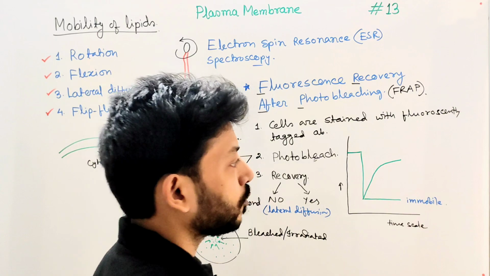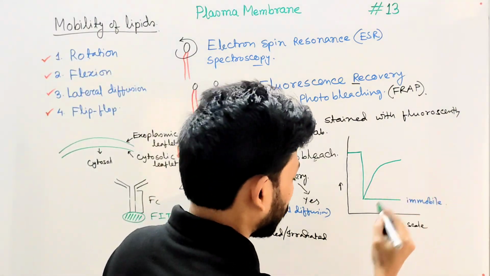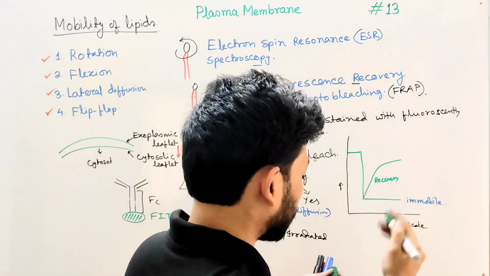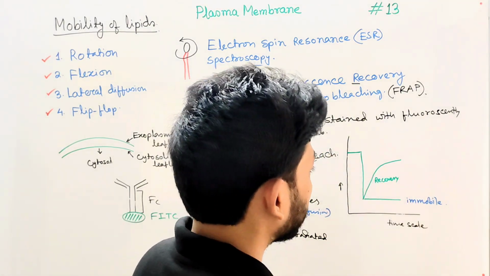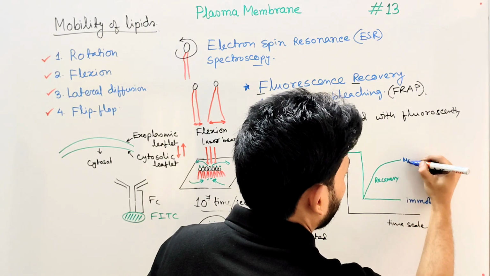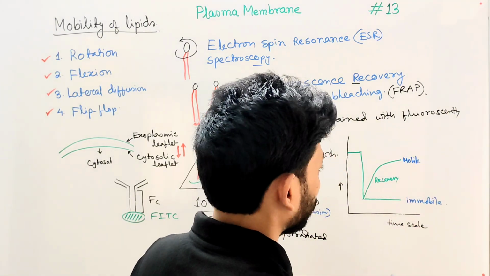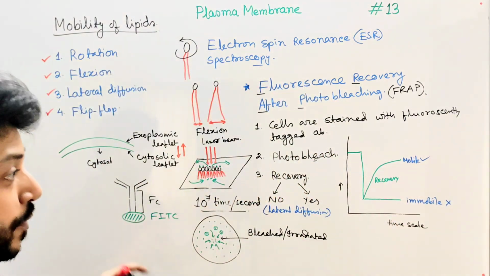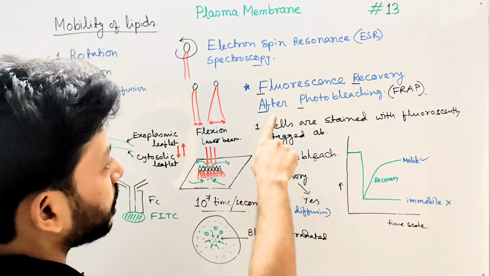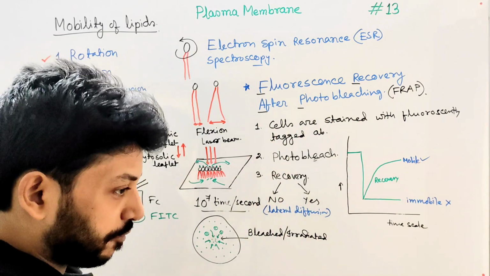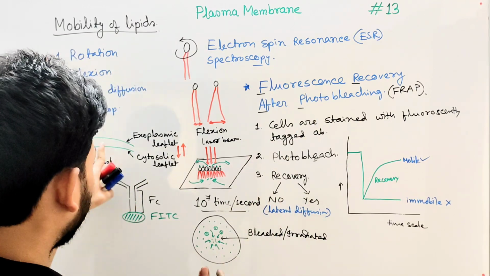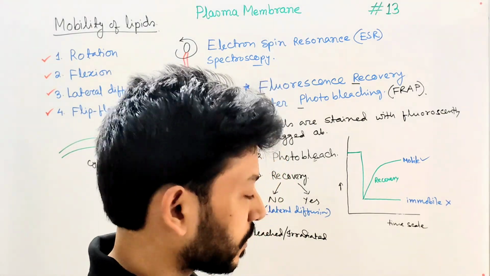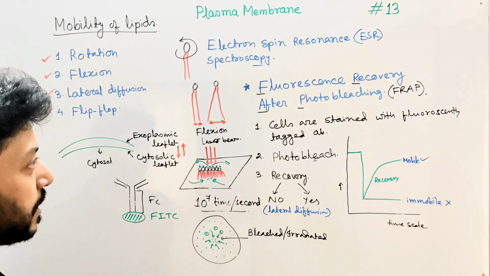But what scientists have found is that the recovery is not complete. So if the recovery is there, I am writing here, recovery. If the recovery of fluorescence is there, we will call these lipid molecules mobile. So lipids are not immobile, lipids are mobile. So from this technique, fluorescence recovery after photobleaching, we can confirm that lateral diffusion occurs in the plasma membrane. Now I want to discuss some results of this fluorescence recovery after photobleaching.